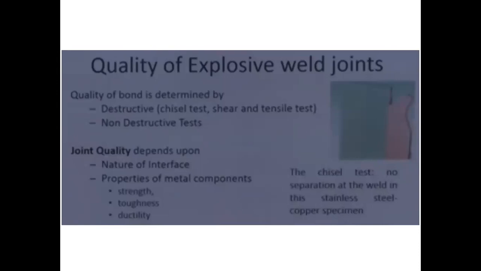Joint quality depends upon nature of interface, the properties of metal components, strength, toughness, and ductility, right, of the metal component. The chisel test, as you can see, using a chisel, you try to separate it to test how much is the strength. No separation at the weld in this stainless steel copper specimen, right? So there is some threshold force that is applied to check the strength, right?